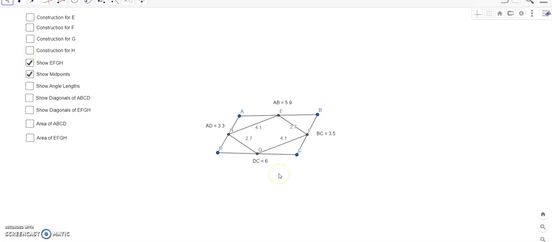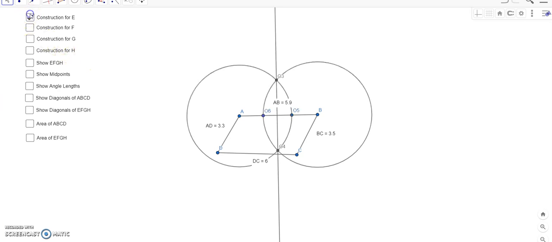Okay, so we're going to be looking at quadrilaterals in GeoGebra. So first we have a base quadrilateral A, B, C, D with the side lengths, and we're going to construct the midpoints of each of these segments and make another quadrilateral based off their midpoints.